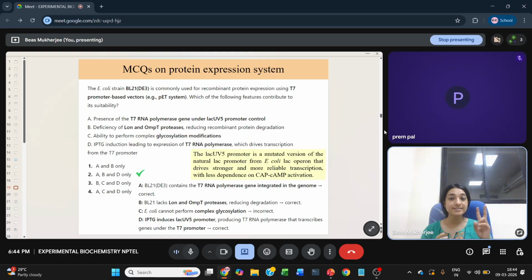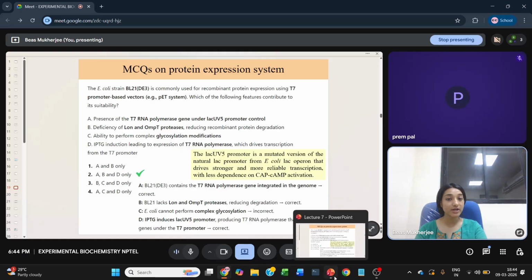Another thing is that BL21D3 really lacks these two proteins. One is LON and the other one is OMP-T proteins. Lacking these two proteins would ensure that there is no degradation of the proteins that are produced by it. Okay. And IPTG induction, you guys know, and it cannot perform complex glycosylation, so only that is incorrect. The others are all correct.